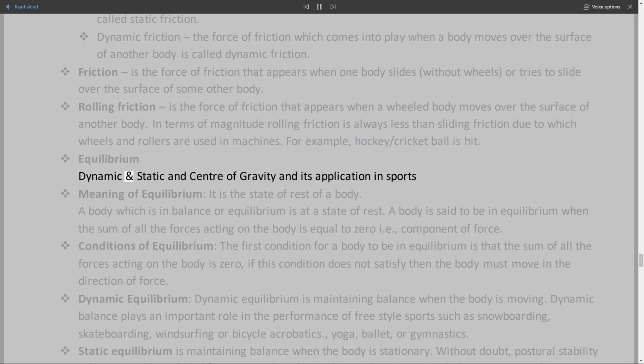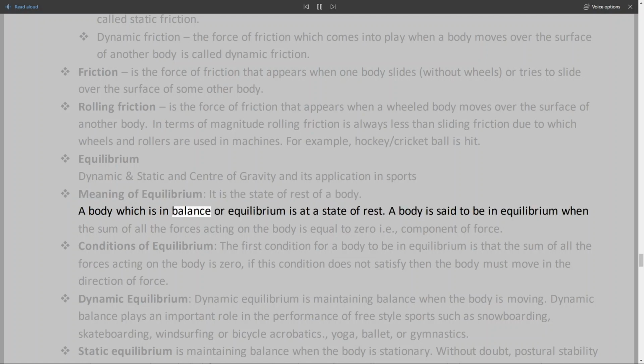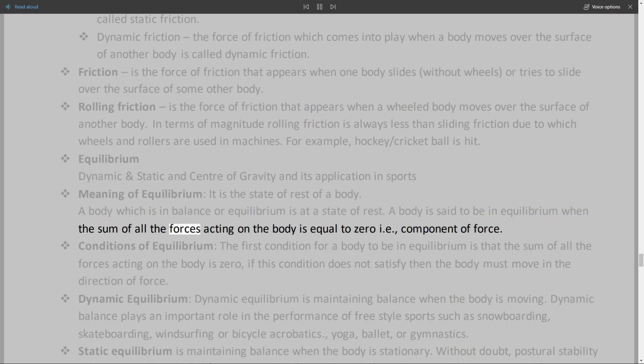Equilibrium: dynamic and static, and center of gravity and its application in sports. Meaning of equilibrium: it is the state of rest of a body. A body which is in balance or equilibrium is at a state of rest. A body is said to be in equilibrium when the sum of all the forces acting on the body is equal to 0, i.e., the components of force.